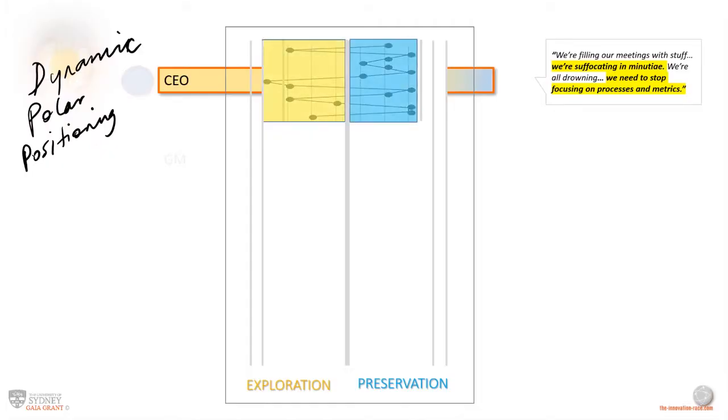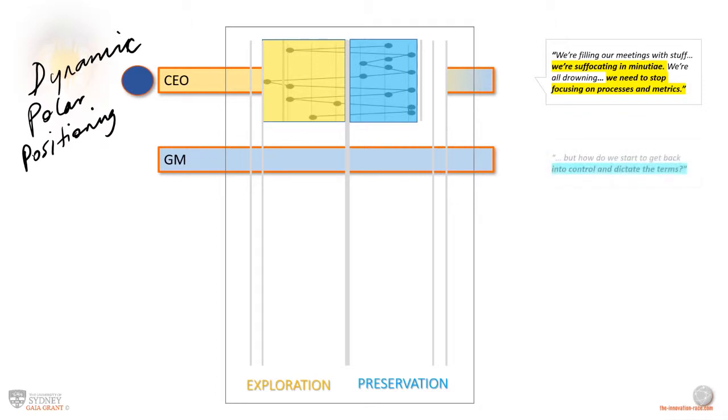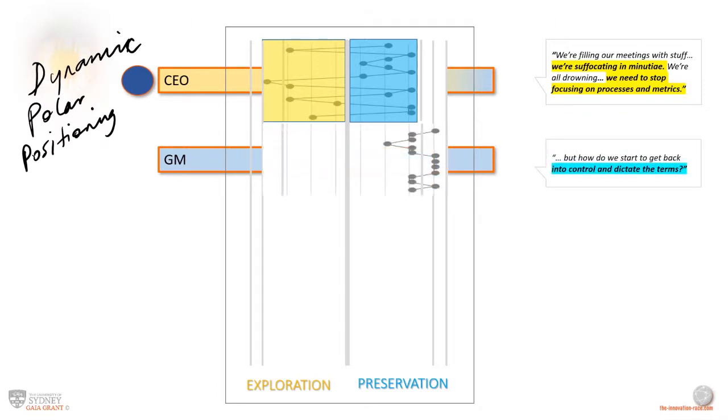The GM decides he's going to try to provide that counterbalance, and he steps in on the preservation side, and he says we need to get some control, some metrics in place, some measures. We need to dictate the terms. So he's pulling over to the preservation side. And so you can see this polarizing situation happening, where they're pulling apart. So somehow they've got to come back together.